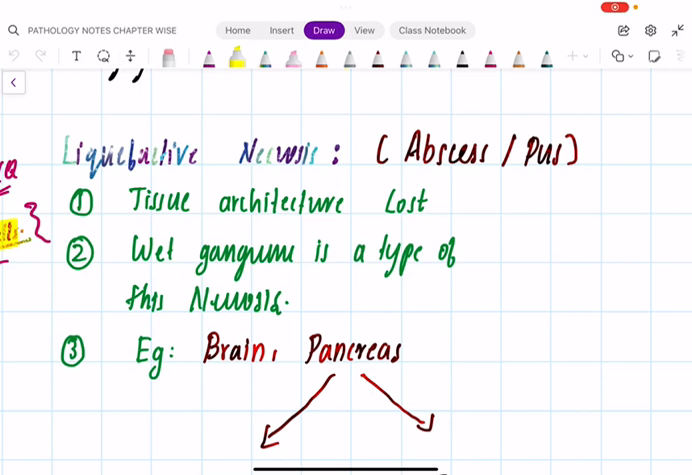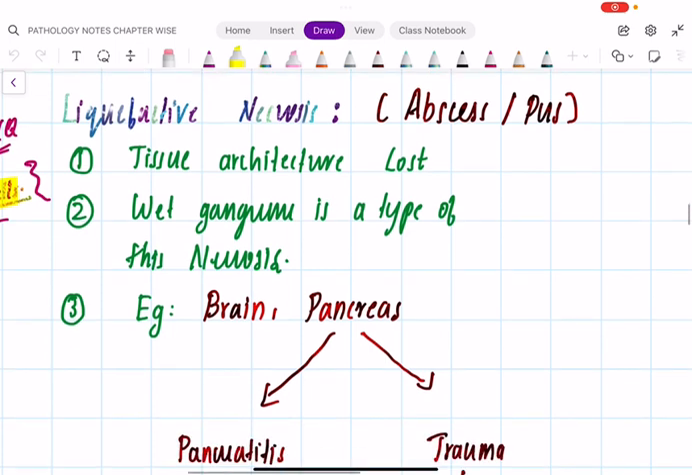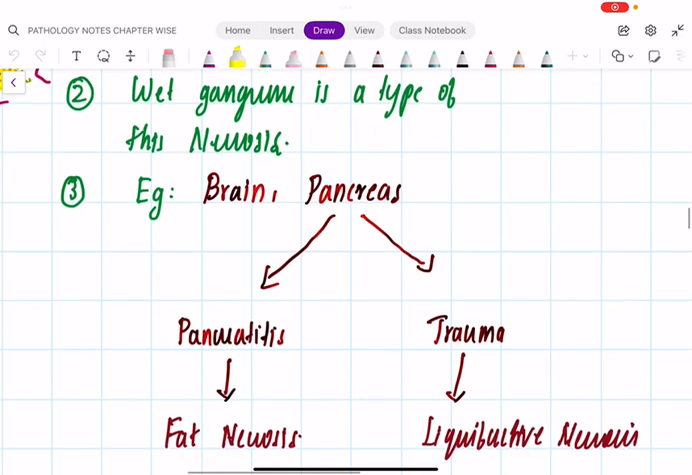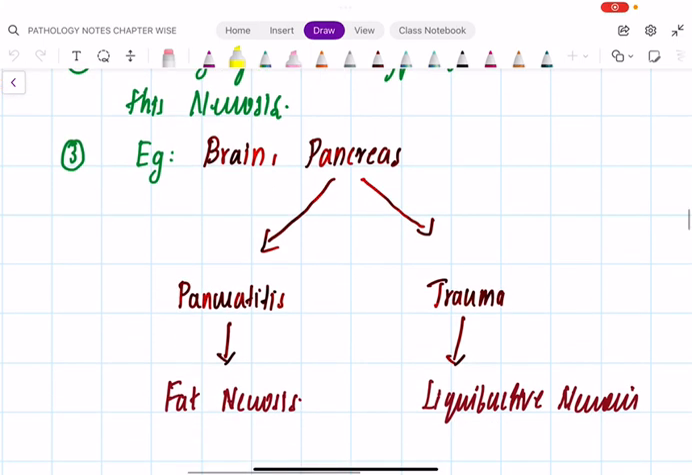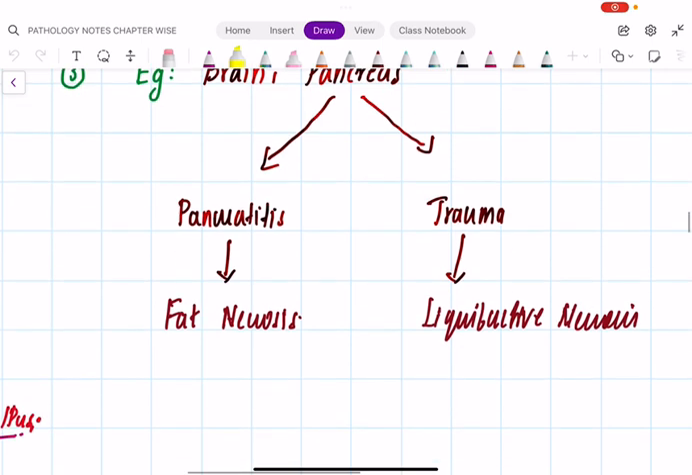But in liquefactive necrosis, or in wet gangrene, like in the case of intestine, we have more venous drainage problem, that is, an occlusion problem. And we have examples of brain and pancreas. Here comes the question. Pancreas is an example of both liquefactive necrosis as well as fat necrosis. If they ask what type of necrosis is found in pancreas, the first best option is fat necrosis, in the case of acute pancreatitis. When the pancreas undergoes trauma, it mainly undergoes liquefactive necrosis.